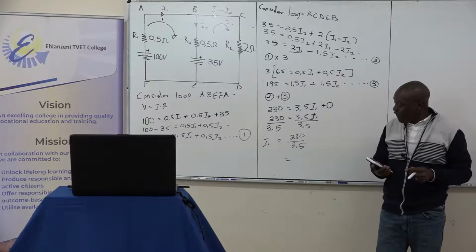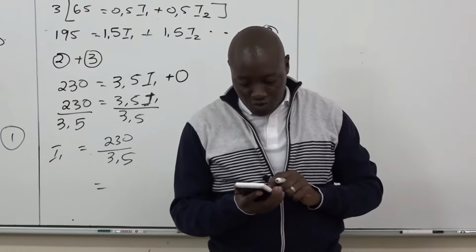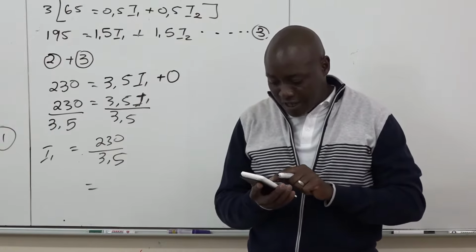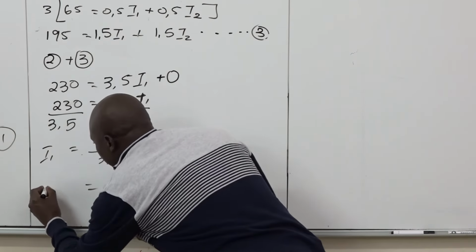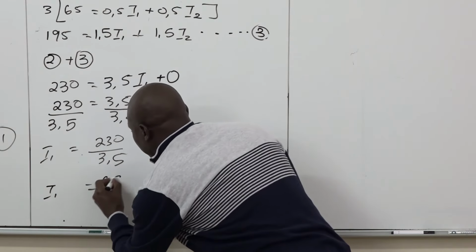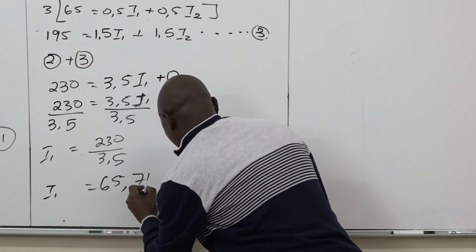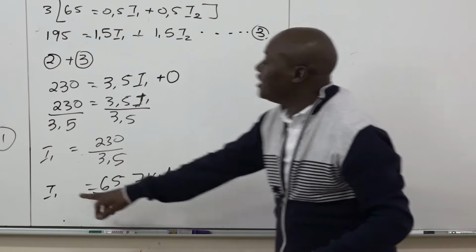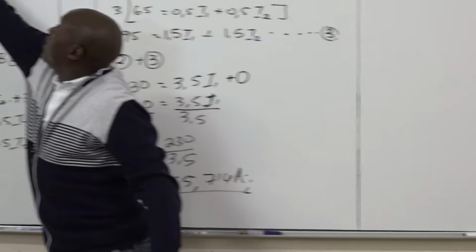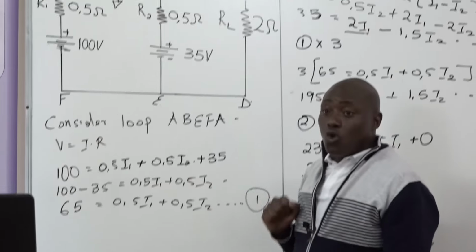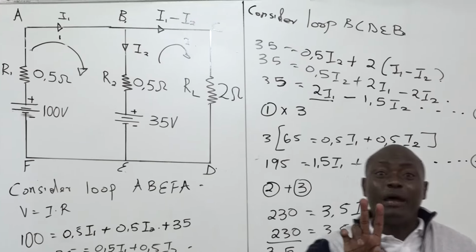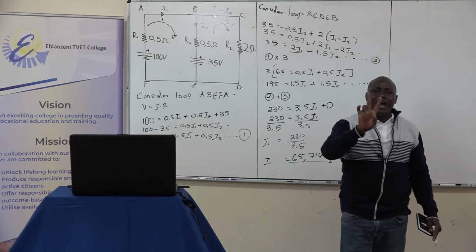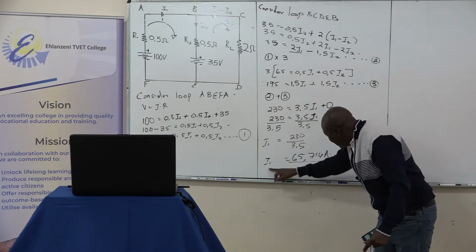What will be the answer of our I1? I have 230 divided by 3.5, and the answer for I1 is 65.714 ampere. That is the value of the current I1. So I found the value of I1. Now I'm supposed to find the value of I2, because I'm having only two variables, which are I1 and I2. Now I'm having the value of I1.